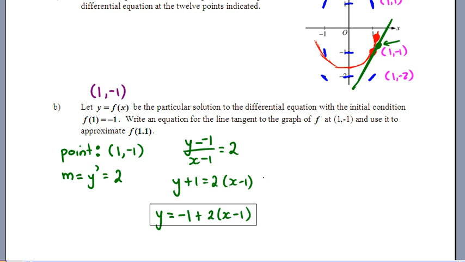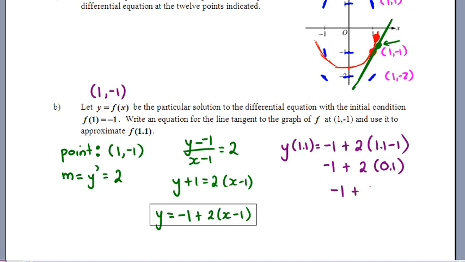So we can say, okay, let's do an estimate here using this tangent line. We'll just say y off that tangent line at 1.1. Okay, negative 1 plus 2 times 1.1 minus 1. I probably won't even need a calculator here. So negative 1 plus 2 times 0.1. Negative 1 plus 0.2. Looks like we've got negative 0.8. Done. That's my best guess on what that graph that I've drawn in red is actually doing when x is equal to 1.1.